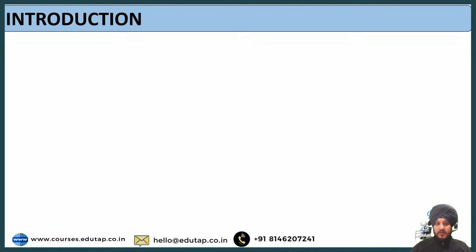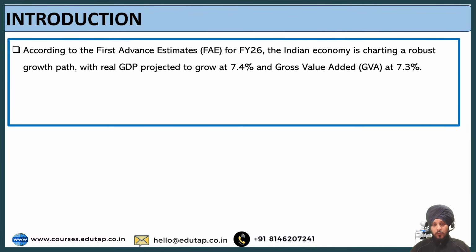Based upon that, we can write the introduction that according to the first advanced estimates as highlighted in the economic survey. These first advanced estimates are yearly projections, and these projections represent how the economy is going to perform, how it is going to grow in a certain financial year. Who releases these first advanced estimates? They have been released by the Ministry of Statistics and Programme Implementation, and the data has been largely used as a part of the economic survey also.